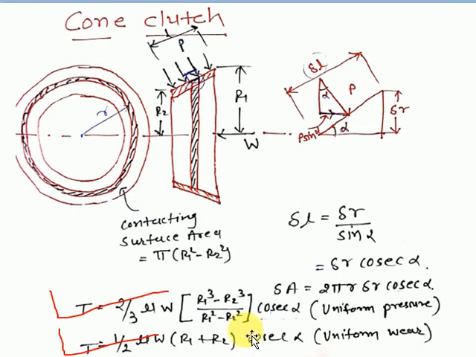The difference between plate clutch and cone clutch is only that cosec alpha is not in a plate clutch, and in a cone clutch, due to the cone shape, we have to consider cosec alpha, in which alpha is the semicone angle. So this is the basics about the cone clutch.